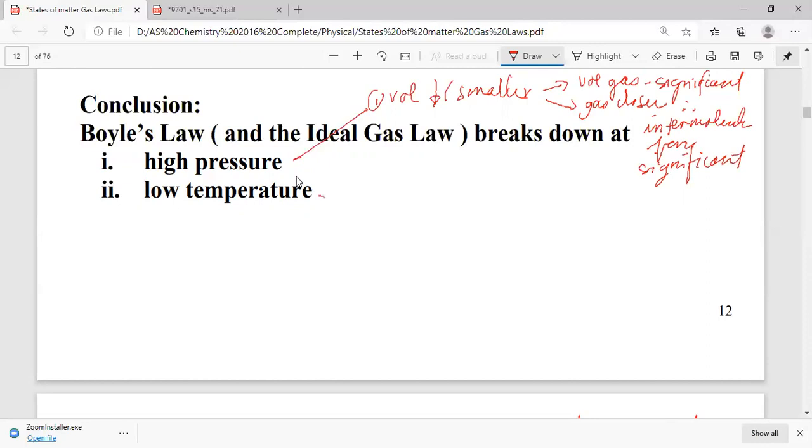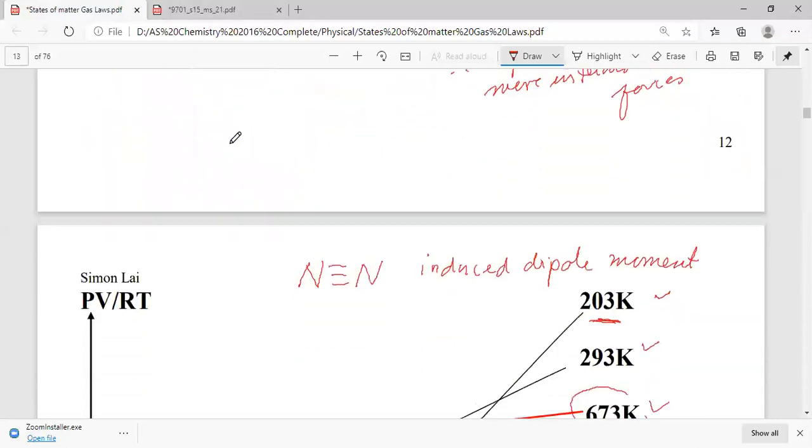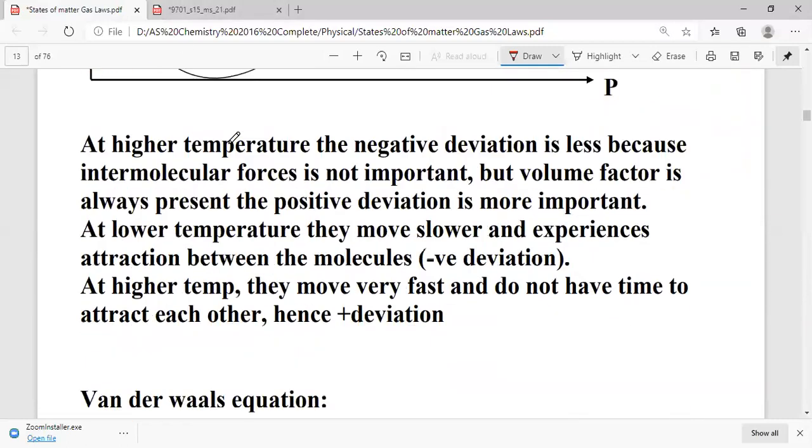At low temperature, basically, the kinetic energy is less and the molecules move slower. Therefore, they will experience more intermolecular forces. So you have to know how to answer your questions according to what CIE wants. I'll just finish, okay.